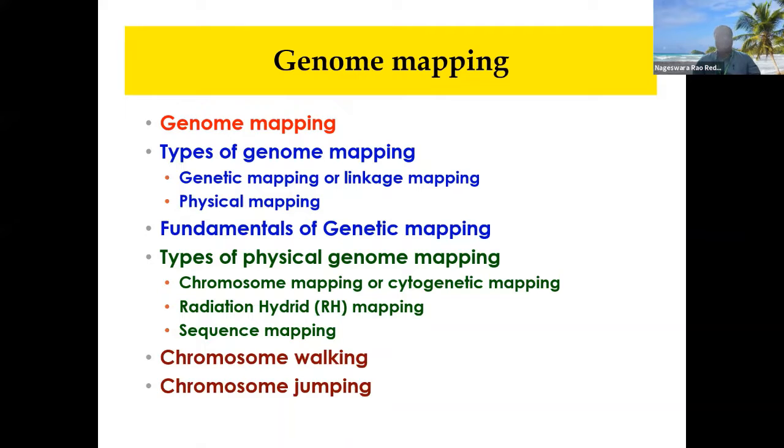Broadly there are two types of genome mapping. The first one is known as genetic mapping or linkage mapping, and the second one is known as physical mapping. Genetic mapping, or linkage mapping, is just a relative mapping of the elements on the genome. It's not exact. Physical mapping is the exact mapping of the gene or genomic elements in your genome. Physical mapping will tell that from this nucleotide to this nucleotide, this is relevant, but genetic mapping will give the relative position, not the exact position. These are the two types of genome mapping methods that we have.